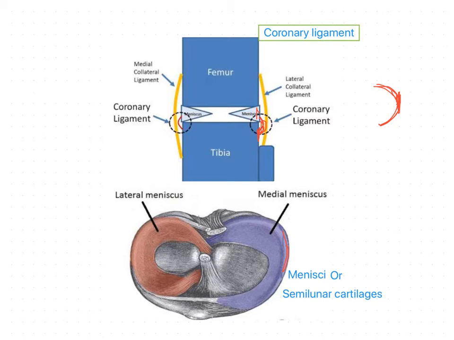So above this you will have the capsule, and then we find the extracapsular ligaments. If this is the meniscus, and here you have the tibia, isn't it? The peripheral margins of the menisci are connected to the peripheral margins of the tibial condyles. Like that, and these fibers finally blend with the capsule of the knee joint. Okay, this is about the coronary ligaments.